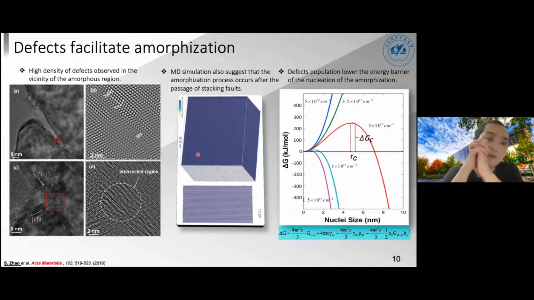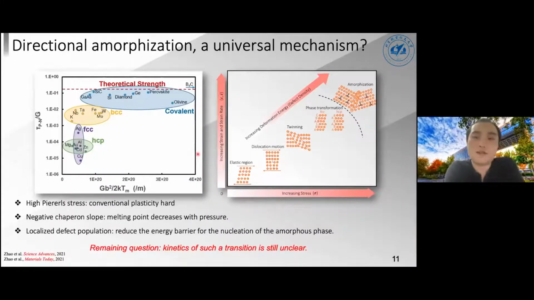Basically, it's a two-step process. We assume shock first produces a high density of defects, and then the amorphous material starts to nucleate in those highly defective areas. This simple model captures our observation. So we observed shock-induced amorphization in a variety of materials. Then the question is, is this a universal mechanism, or is it material specific?